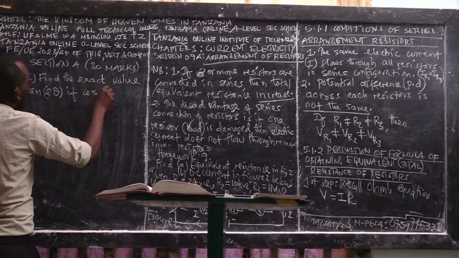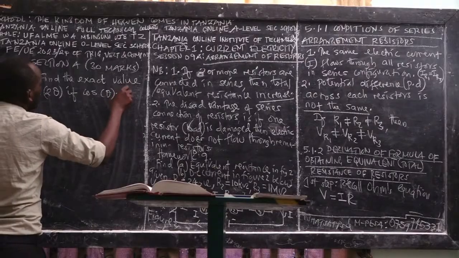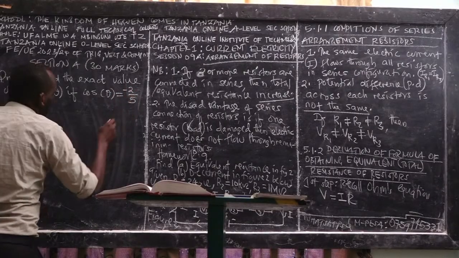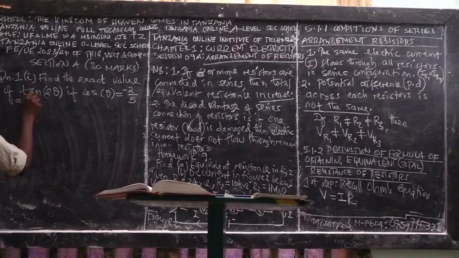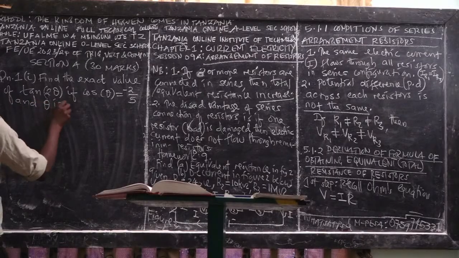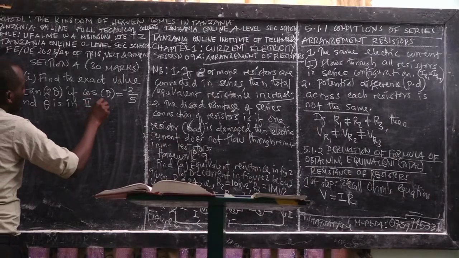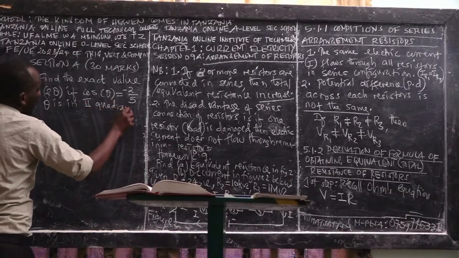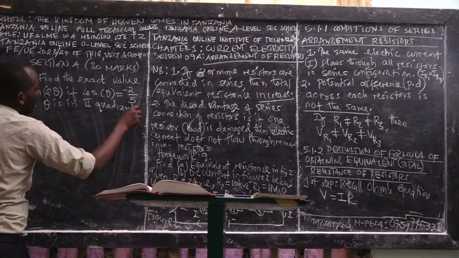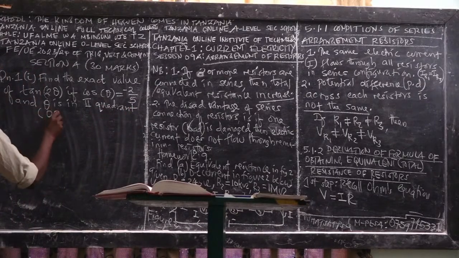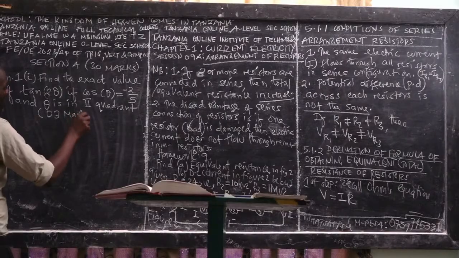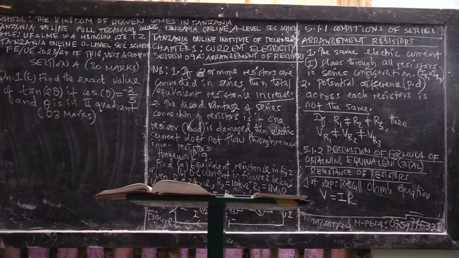If cos theta, cos of angle theta, is equal to -2/5, and theta is in the second quadrant. There is something called a quadrant, a quarter of a circle. Second quadrant. If you do so, you'll be rewarded with a salary of 3 marks. That is the question. Let me give you a chance to write it down quickly so we can do this question with a high level of professionalism.